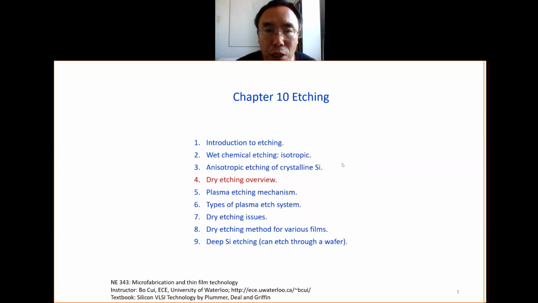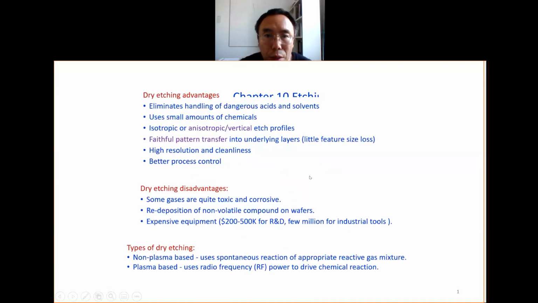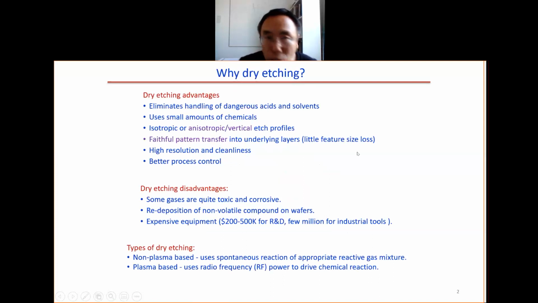So now we will talk about the dry etching process. For dry etching, this is the advantage: first, we eliminate the handling of dangerous acid and solvent, and we use small amounts of chemicals, and the etching can be anisotropic, with a vertical etch profile.